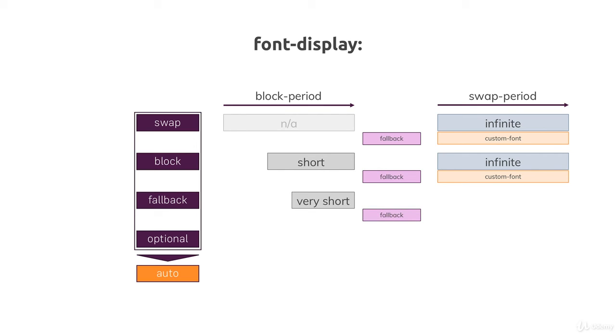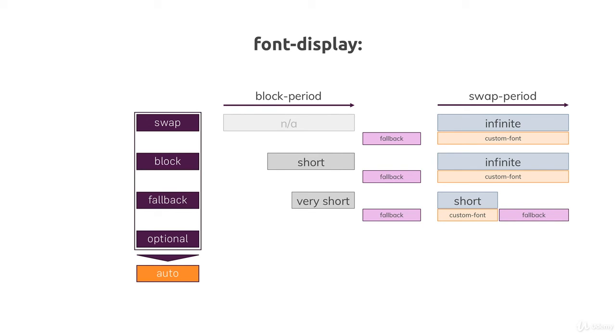Then we have the fallback, and now it gets interesting: we only have a short swap period. So there is only a short window of time where the browser has the chance to load our custom font right here and to change it with our fallback. If the browser is able to do that within this short swap period, it can change it with the custom font. Otherwise, the fallback will be displayed as long as our site is displayed for the visitor.